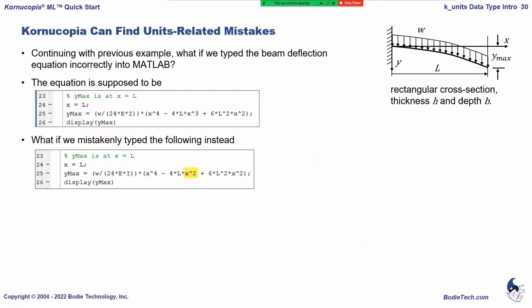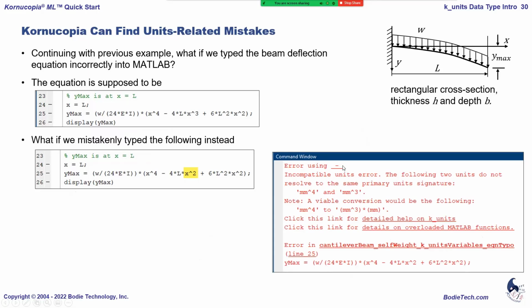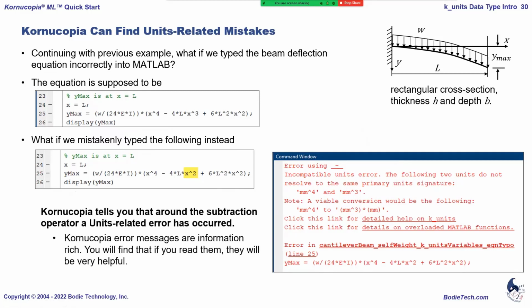And I demonstrated that if you make a mistake in the equation, Cornucopia will save you by denoting there's an error and around what math operator the error occurred from a units incompatibility standpoint. It even gives you links to learn more about it. And since this was done in a particular script, it'll show you here what line in the script the error was. So Cornucopia tells you where the error was, and the Cornucopia error messages are quite rich with information.